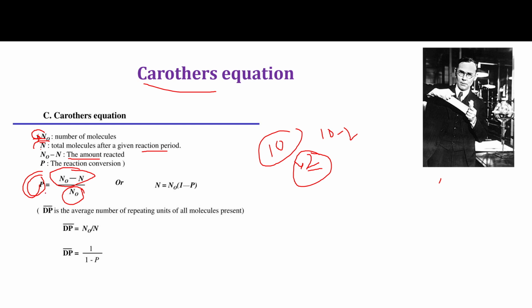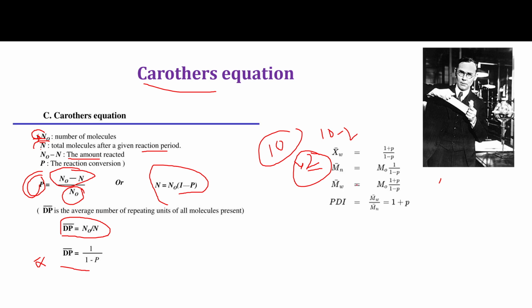So you can calculate the extent of reaction by this Carothers equation, and from the extent of reaction we can also calculate the degree of polymerization, because the degree of polymerization is the ratio of n0 by n, that is, total molecules taken to molecules remaining. So the degree of polymerization, x bar n, will be 1 by 1 minus p.